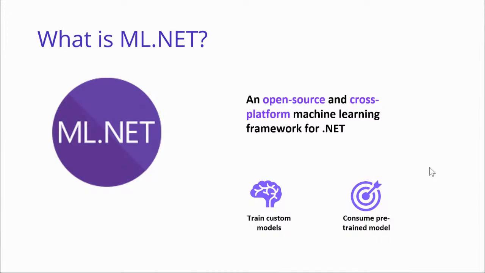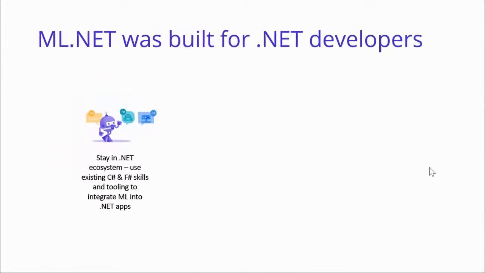So you don't have to stay within the ML.NET ecosystem, but you can also use some of the popular libraries out there or consume models that were created with popular libraries in Python. It gives you a lot of flexibility. Again, ML.NET was built for .NET developers. You can stay in the .NET ecosystem, use those C# and F# skills and the tooling you know and have experience with, and use that experience to integrate machine learning into your .NET applications. And there's a wide variety of applications that you can deploy these models to.